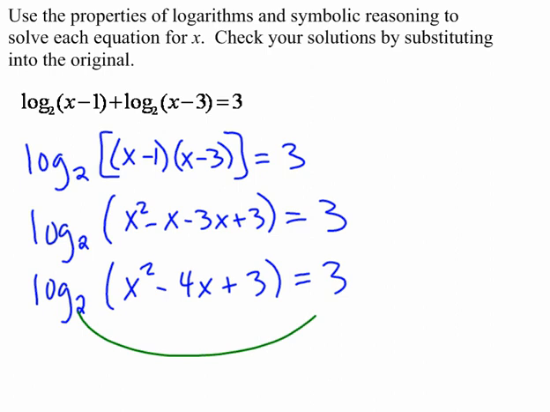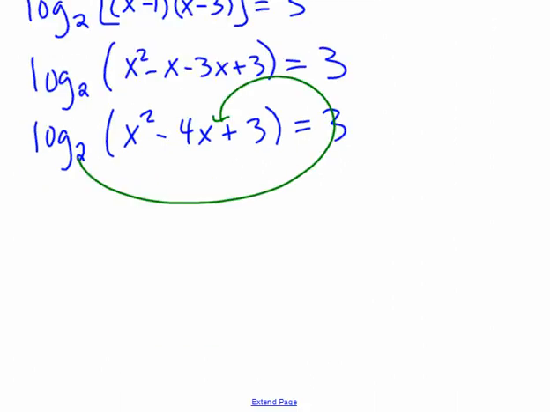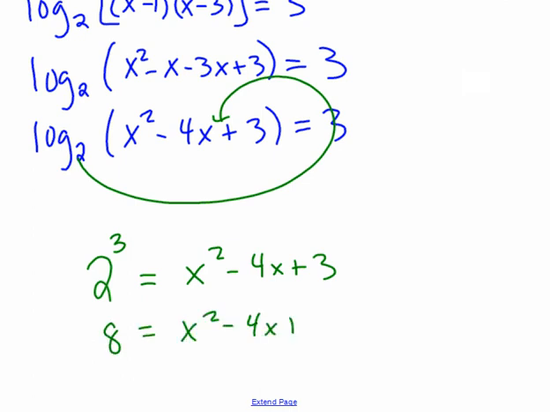And then turn it exponential. So if I turn it exponential, I have 2 to the 3 equals x squared minus 4x plus 3. Arguments all one thing. 2 cubed is 8. And now we got to solve this. All right, and hopefully we're thinking, okay, how are we going to solve this?